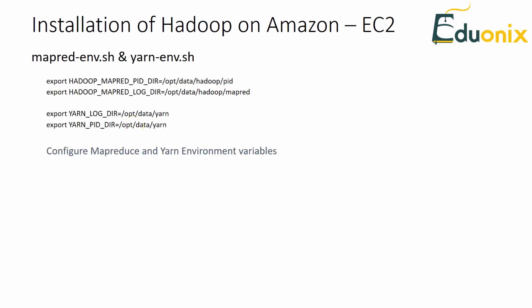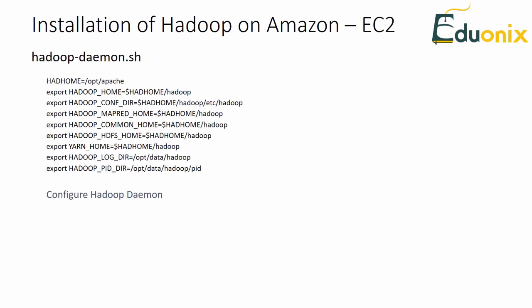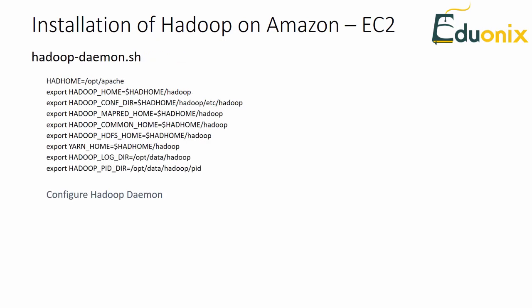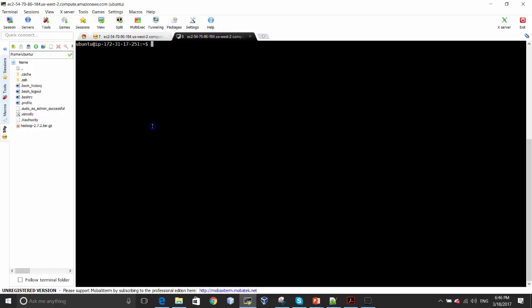We have a couple more shell scripts which have to be updated. Here we would be mentioning the Hadoop MapReduce process ID directory and also the log directory. We need to perform a similar configuration for yarn as well. And in the Hadoop daemon shell script, we have to update the Hadoop home directory, the configuration directories, and so on. Let us now update the actual configurations itself.